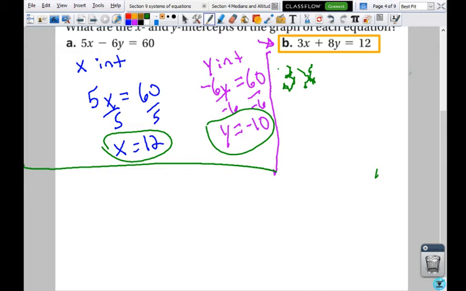Alright, keep going. So, she's going to find the x-intercept first. To do that, we ignore the y's and we divide by 3. We're going to get x equals 4. Stop. Ashlyn, find the y-intercept.